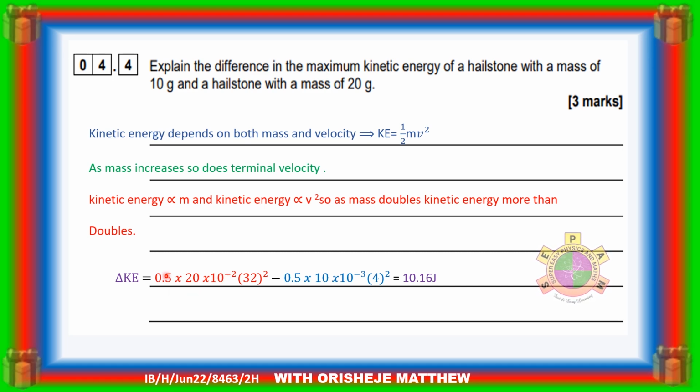Now, what I've done in this place is that I've divided the mass by 2. So 20 divided by 2 will give me 10. And then here, we also divided the mass, which is 10 divided by 2, will give me 5. So that's why we have this 5 here. So substitute and carry out your subtraction because you are looking for the difference. So you have 10.16 joule.